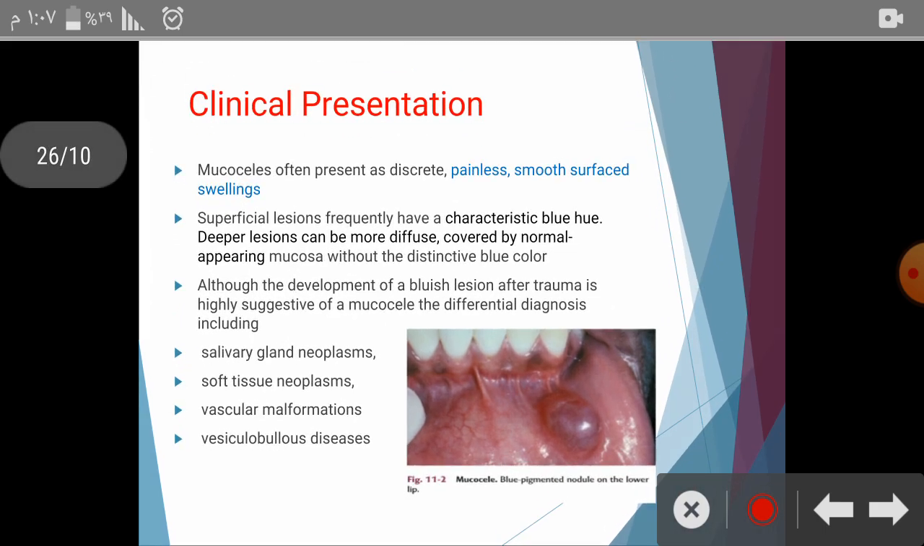The clinical presentation of mucocele is a painless, smooth-surfaced swelling. The superficial lesion is frequently bluish in color, as in this picture, and the deep lesion is more diffuse and covered by normal mucosa, which has no blue color. The differential diagnosis includes salivary gland neoplasm, soft tissue neoplasm, vascular malformation, and vesiculobullous disease.